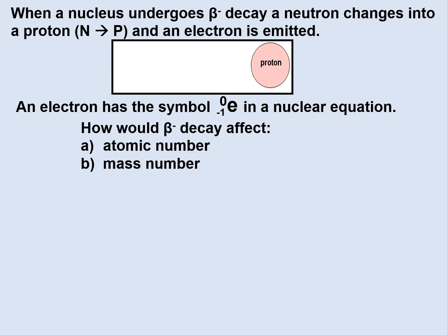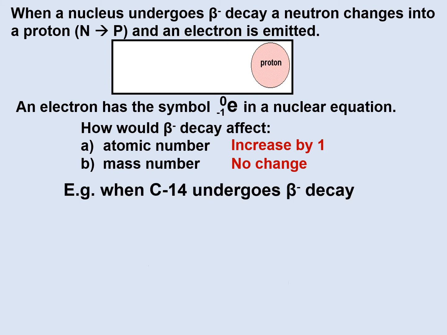So how would beta minus decay affect the atomic number and the mass number of the daughter element that was formed? Have a think about it. If a proton has been formed, then what must have happened to the atomic number? Hopefully you're okay with this idea. The atomic number will increase by 1. Now, because a proton has the same mass as the neutron that it formed from by beta minus decay, there is no change in the mass number.